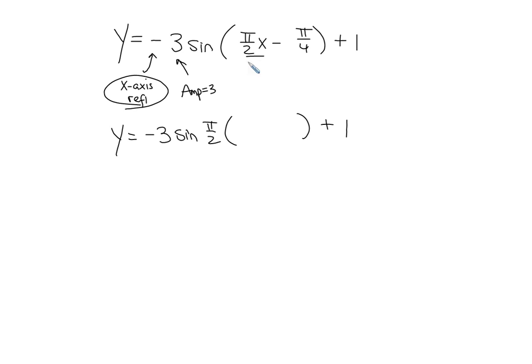And out of the parentheses, when I divide this by pi over 2 to factor it out, those cancel out and I just get my x, minus pi over 4 divided by pi over 2 is really pi over 4 times 2 over pi. Notice this ends up giving you 1/2. So our phase shift ends up being 1/2 here, plus 1 at the end. So let's do this again. X-axis reflection.